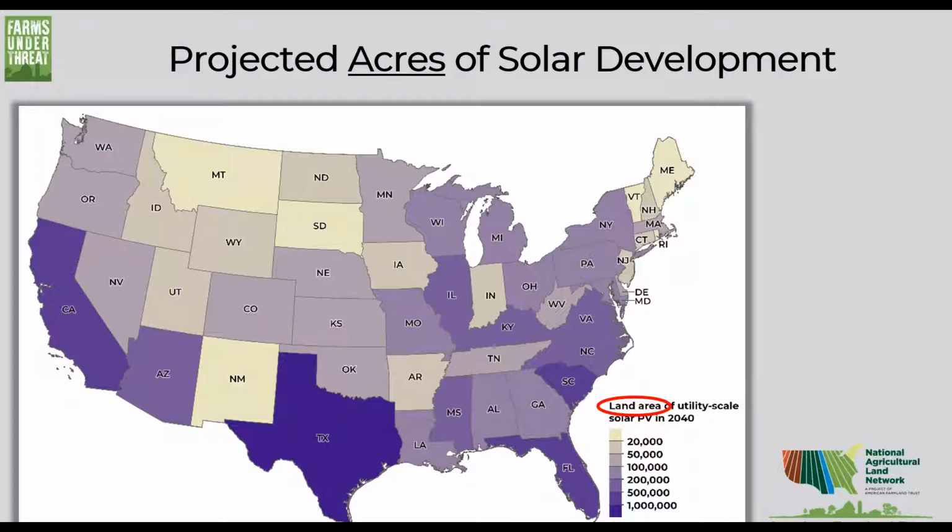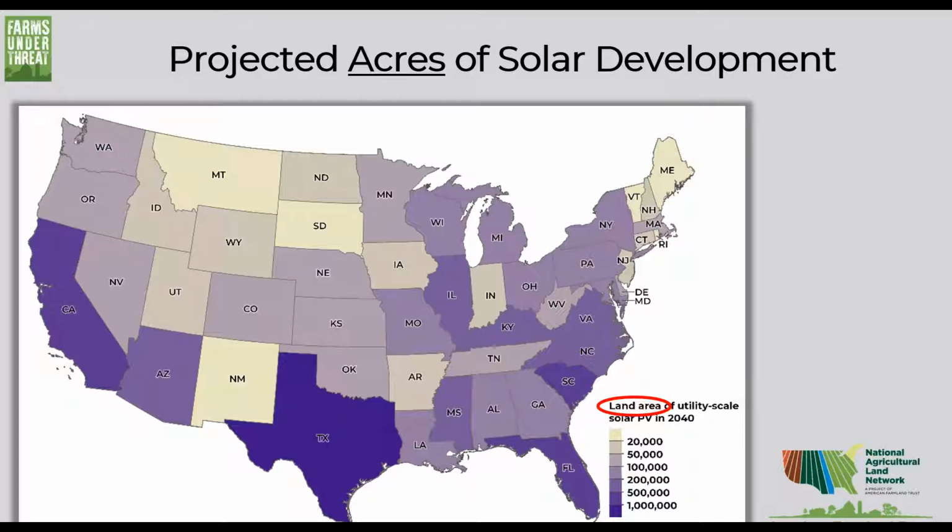This map here on the screen shows the projected acres of utility-scale solar photovoltaic energy generation facilities by state by the year 2040. This data comes from the decarbonization and electrification scenario of the U.S. Department of Energy's Solar Futures Study. That study estimates that there will need to be 7.4 million acres of utility-scale solar in place by 2040 to meet federal energy goals.